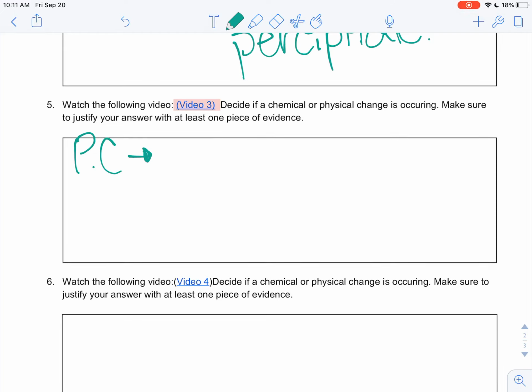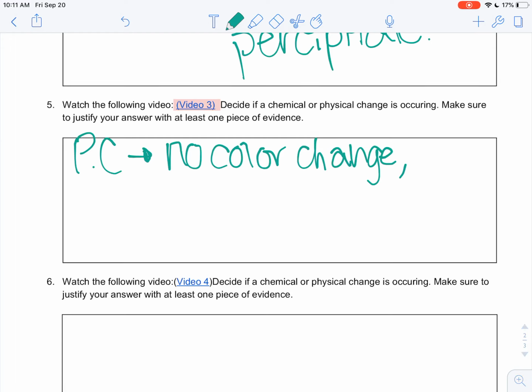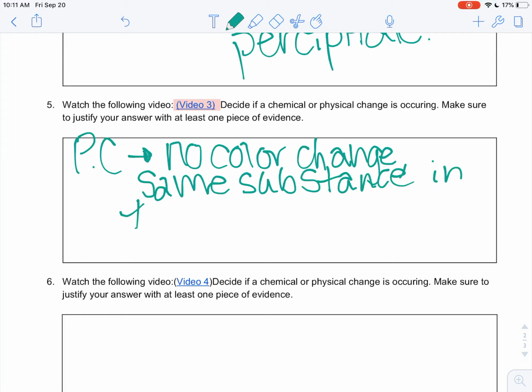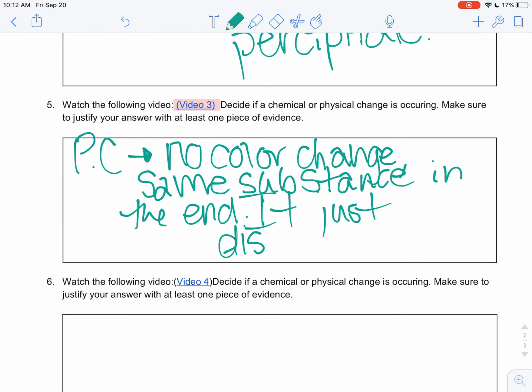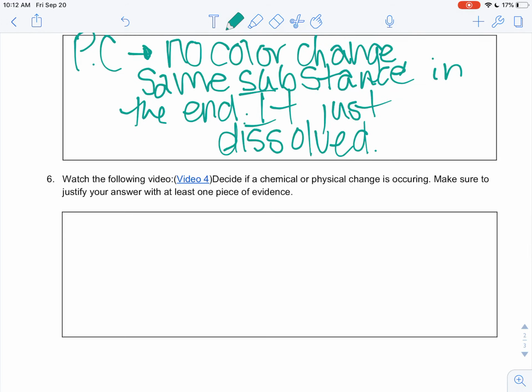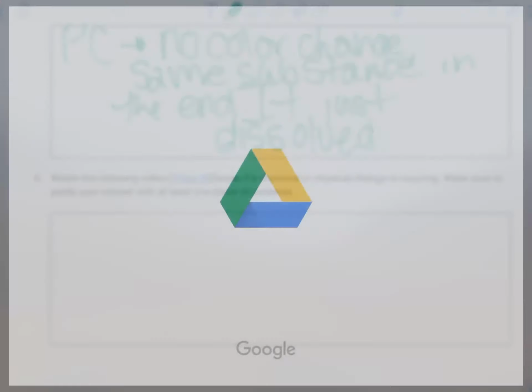So I was looking for something like no color change. I accept it here because it showed me that you knew it was physical because it wasn't a color change. Same substances. I was looking for just anything that showed me that you knew it wasn't a color change for a chemical change, that you knew that it just dissolved. That one tripped a lot of people up, and we went over it quite a bit in class. So next time, make sure we're paying attention to those examples. Not everyone got tripped up though.